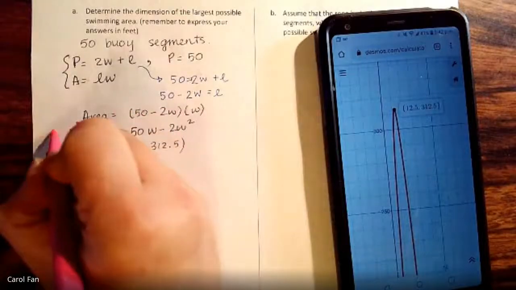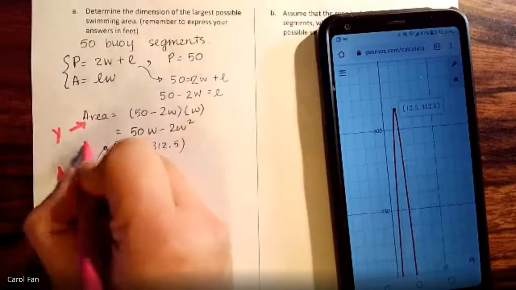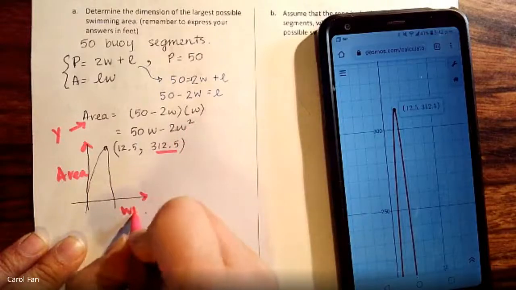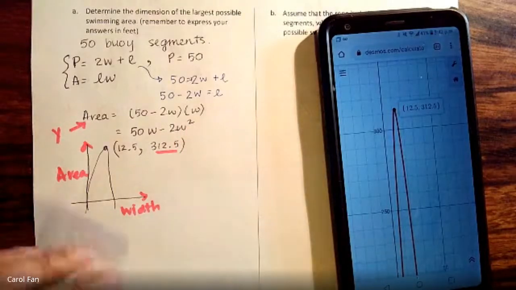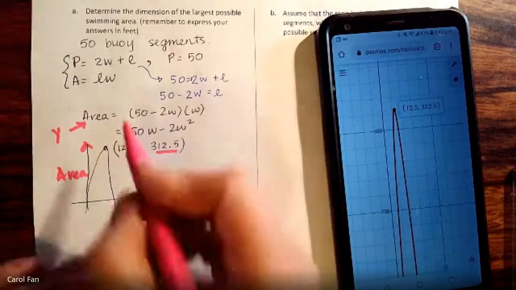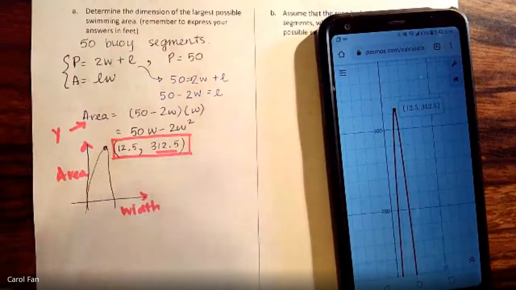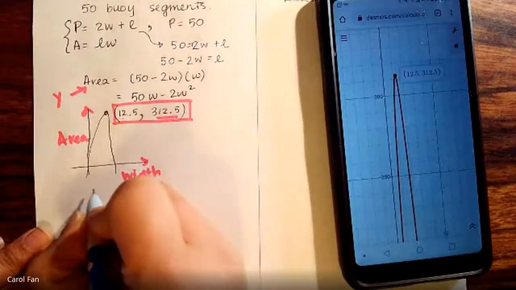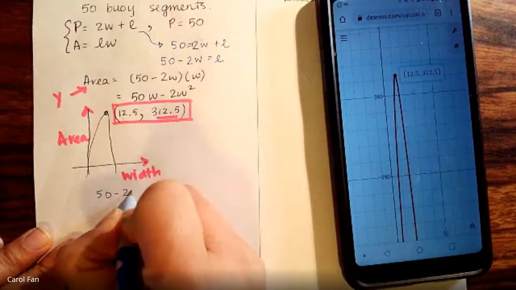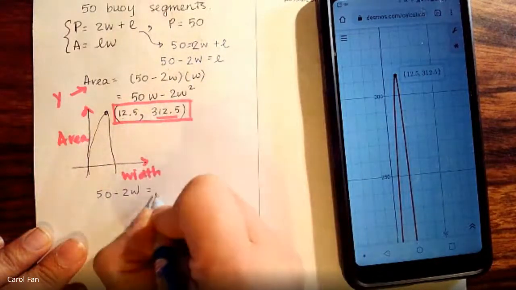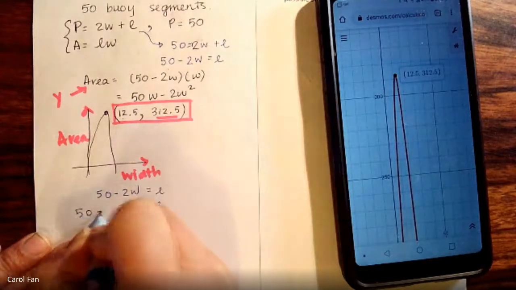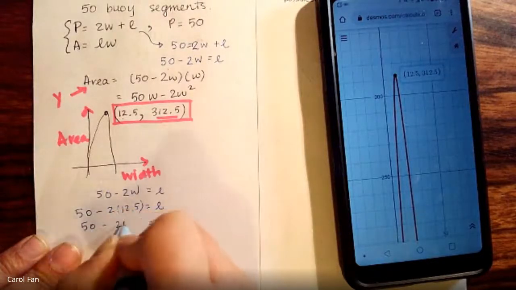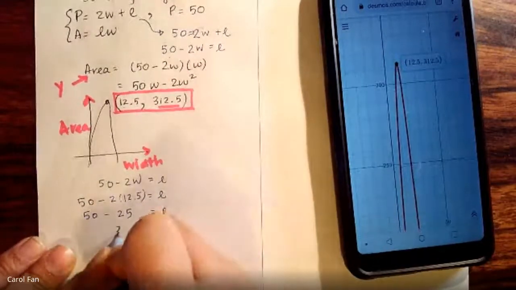So our y, in this case, is our area. So our y coordinate tells us the maximum area they could have. Our x coordinate is the width. And our graph has shown us that our vertex, or the maximum width, is going to be 12.5. So if it's 12.5, I know that my length equation, if I look back up here, 50 minus 2W is equal to our length. We're going to substitute that in. 50 minus 2 times 12.5, 50 minus 25, and our length is 25 meters.